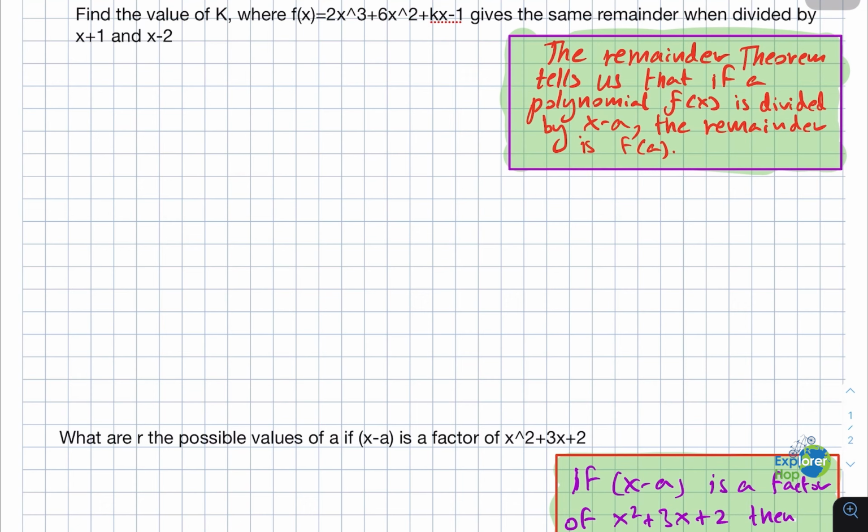Today we will be solving two questions. Let's get into the first one. Find the value of k where f of x is equal to 2x cubed plus 6x squared plus kx minus 1 gives the same remainder when divided by x plus 1 and x minus 2.